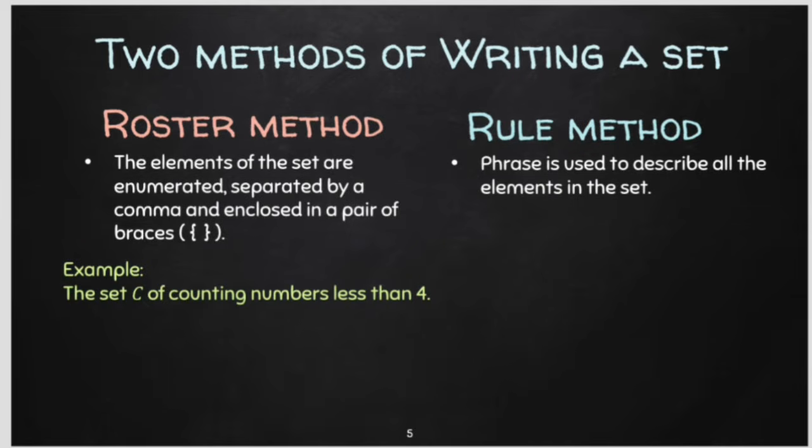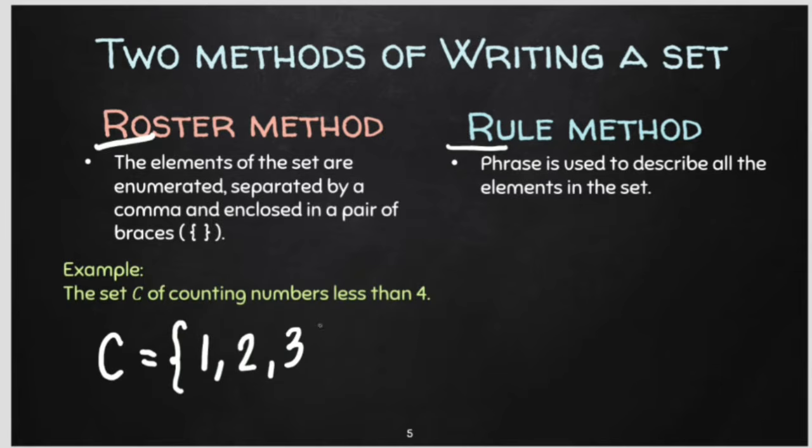Okay, so you have two methods of writing a set: the roster method and the rule method. The roster method is where you enumerate the elements separated by commas and enclosed in a pair of braces. So let's take, for example, the set C of counting numbers less than 4. If I'm going to write this using the roster method, C equals, enclosed by braces, and then enumerate the elements. So I have 1, 2, 3.